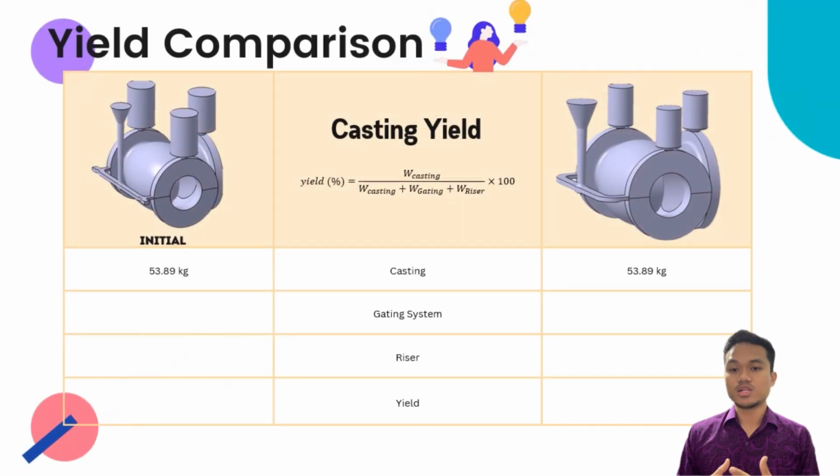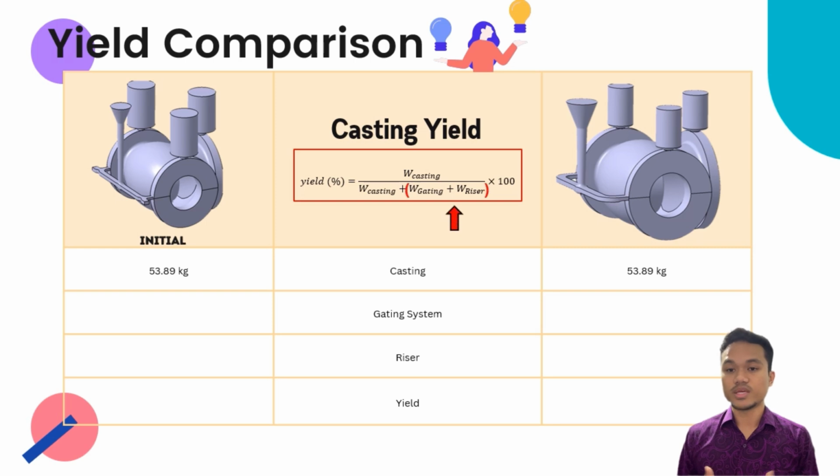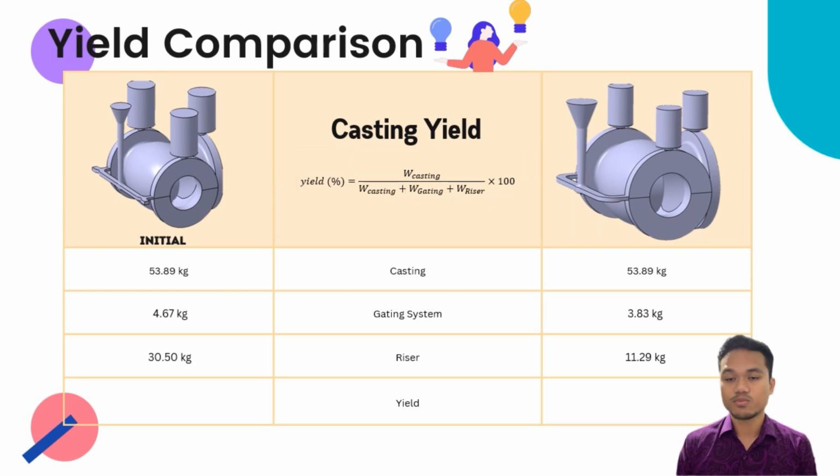Alright, now for the yield comparison. Based on the formula, basically the more volume of the gating system, the less yield value can be achieved. So it needs to be optimally designed. The casting weight for both designs remain the same. The gating system was slightly decreased 0.84 kilos from the initial design due to the smaller gating system overall.